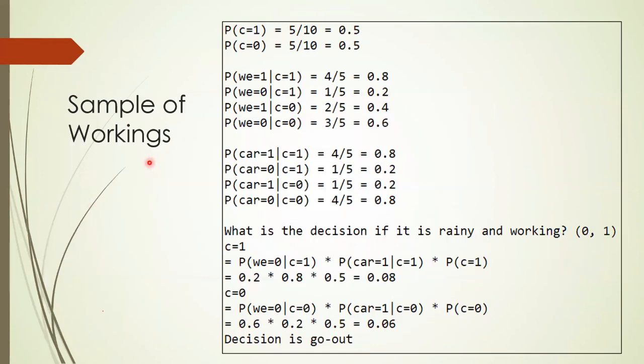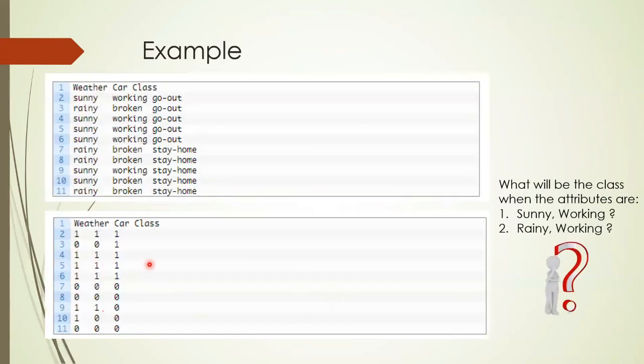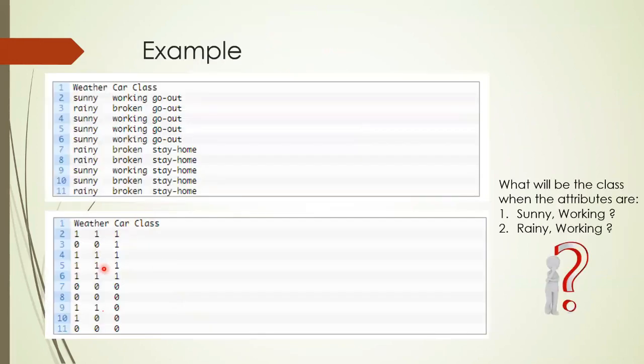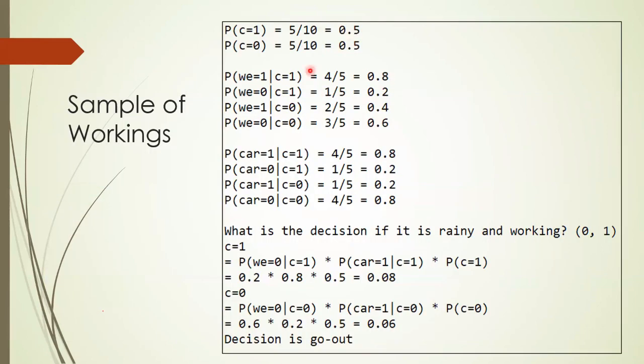Firstly, we calculate the probability of going out. Probability of C, where C is the class. The class going out, C equals 1, is 5/10. How do I get 5/10? This one has 1, 2, 3, 4, 5, and the total data is 10. So 5/10 equals 0.5. The same goes for not going out: stay home is 5/10, also equal to 0.5.